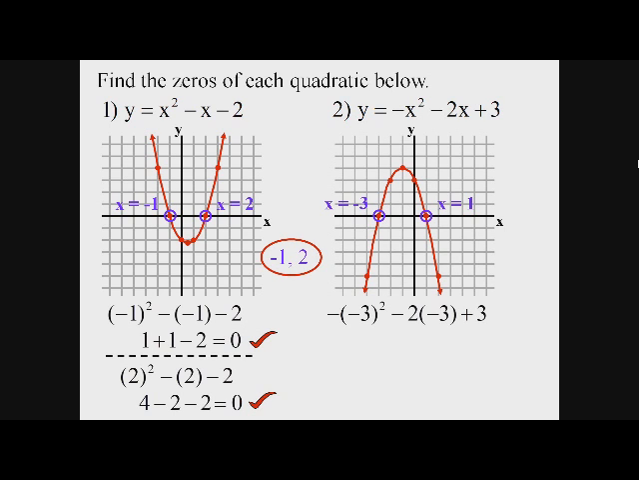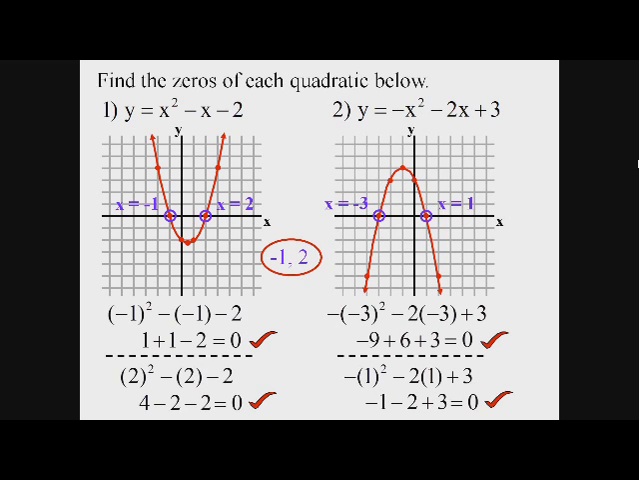So when we plug in negative 3, will we get 0? Yes, we do. We get 0. When we plug in positive 1 into the equation, do we get 0 for y? Yes, we do. That's why these are called the zeros. They're also called the x-intercepts. They're also called solutions and roots.